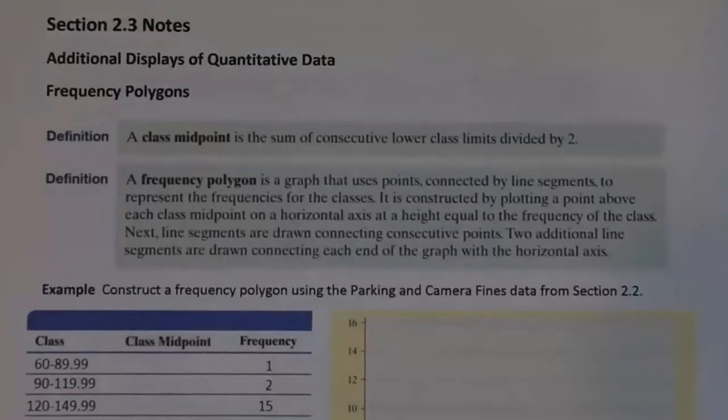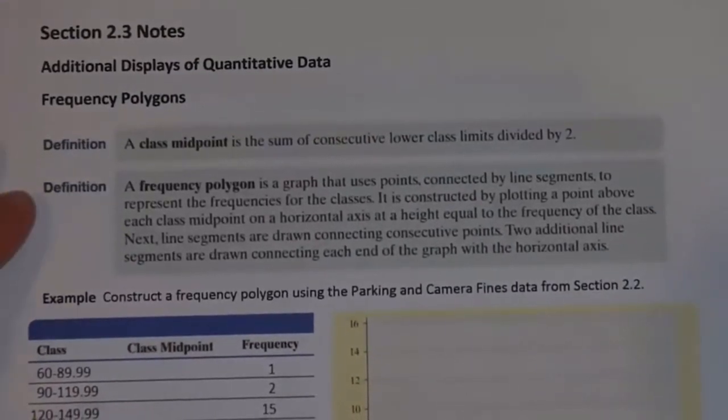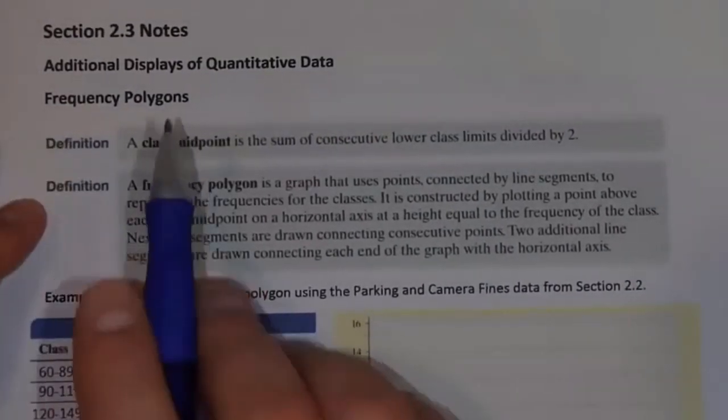In section 2.3, we have some less common ways of organizing and displaying quantitative data. These are ways that the data might be organized or displayed, but they're less common than the histogram or the frequency and relative frequency tables and so on. The first thing that we want to talk about is called a frequency polygon.